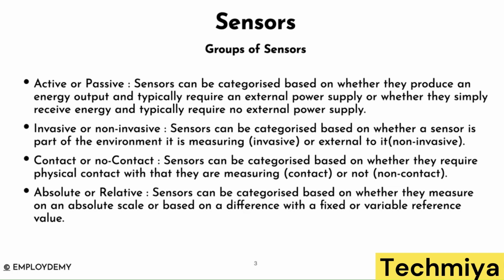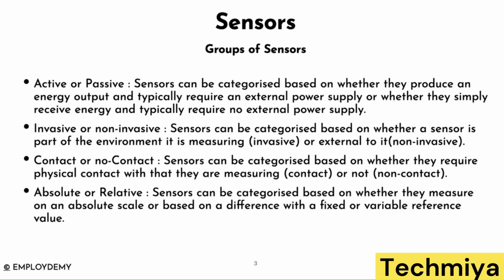Now there is invasive and non-invasive. Sensors can be categorized based on whether the sensor is part of the environment it is measuring, which is invasive, or it is external to it. If it is part of the environment and measuring, it is invasive. If it is external, then it is non-invasive. Now coming to the next classification, we have contact and non-contact. As the name suggests, sensors can be categorized based on whether they require physical contact. If the sensors read a physical value upon touching or being in contact with the object, then it is contact. If it is reading the value without contact, it comes under non-contact.